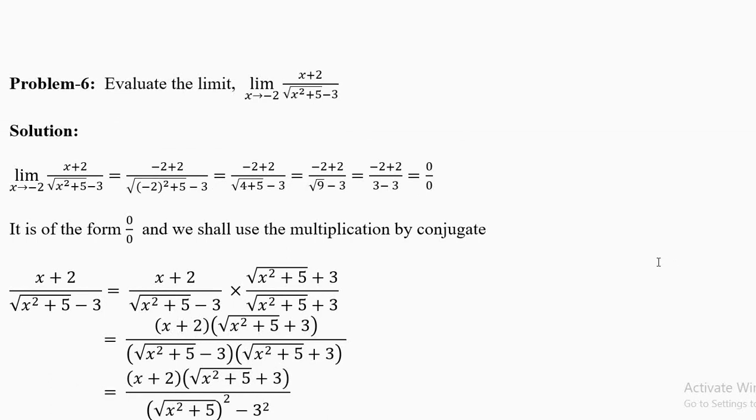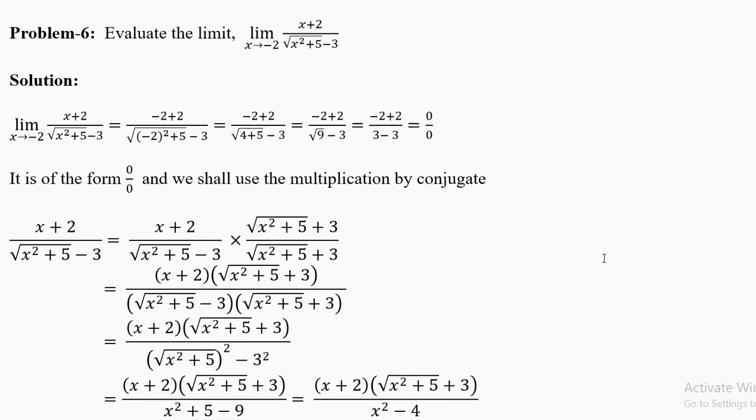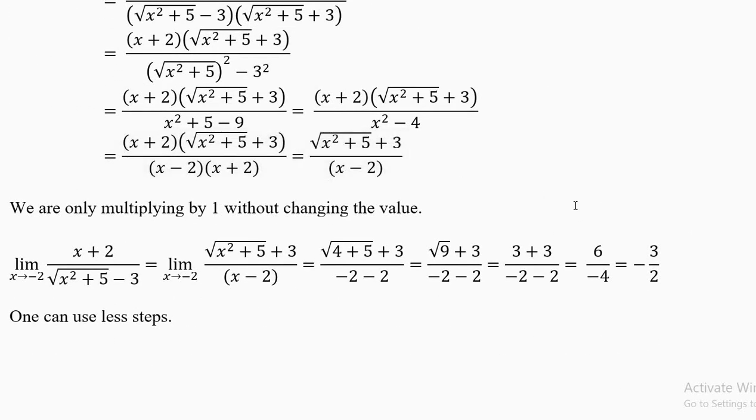Problem number 6 is just like that, but here we have the value minus 2. Read the questions very carefully. You'll again have 0 by 0. You'll multiply with the conjugate. I will not go into details because we have seen two questions. And again take the limit, you'll get minus 3 by 2.